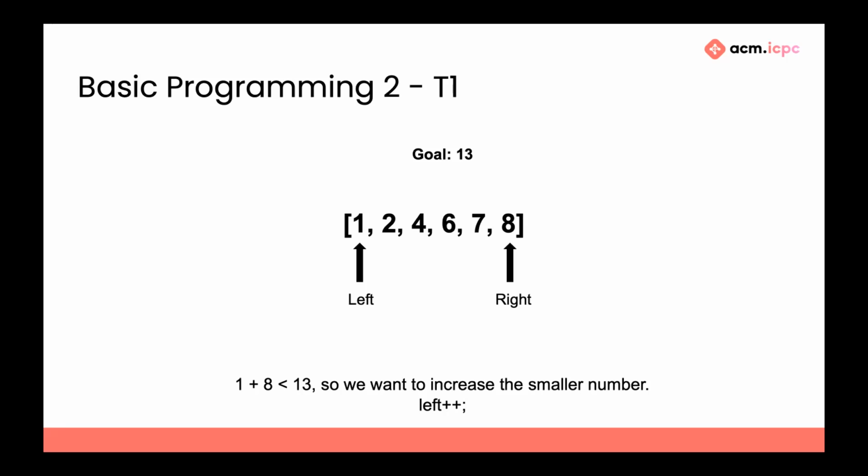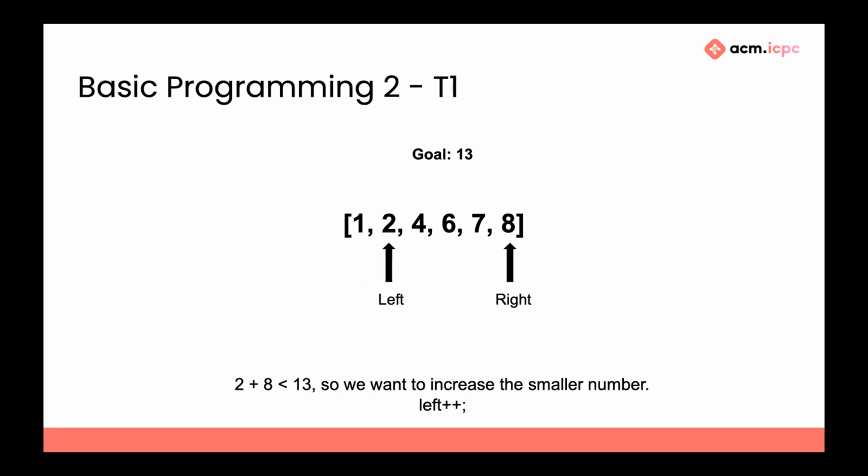Since the array is sorted, we know that 1 cannot be part of the solution, because we tried combining 1 with the largest element we have available, and we were still not able to reach 13. So we can safely assume that 1 is not part of the pair that adds up to 13. Because we tried it with the largest element and it did not work, we cannot possibly combine it with any other element smaller than 8 to get 13. So we move on to the next smallest element, which is 2.